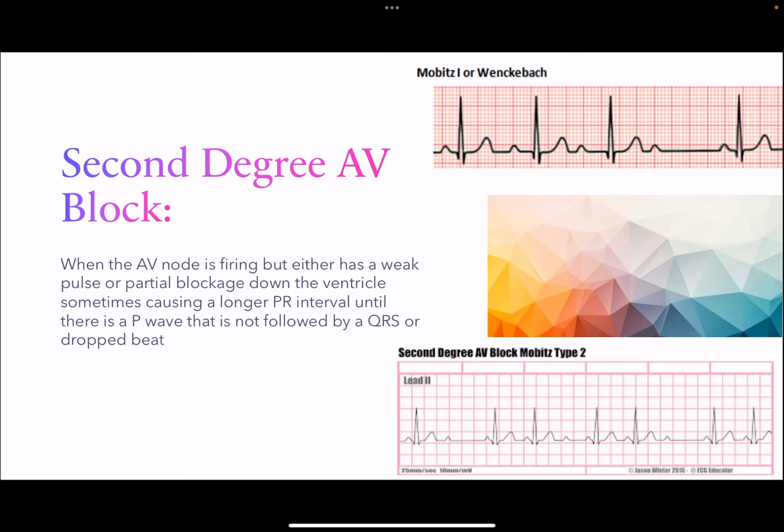Mobitz 2 is a block that again originates in the AV node, but only some signals pass through to the ventricles. Typically, patients already have a bundle branch block with this rhythm and are dependent on the non-blocked bundle branch to send the impulses through to the ventricle.